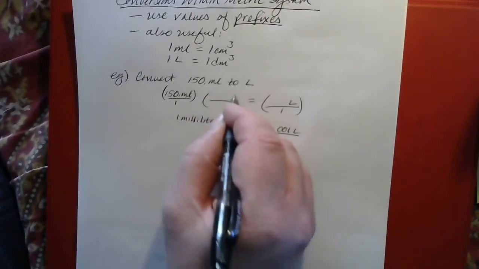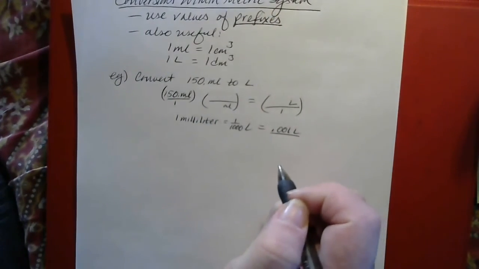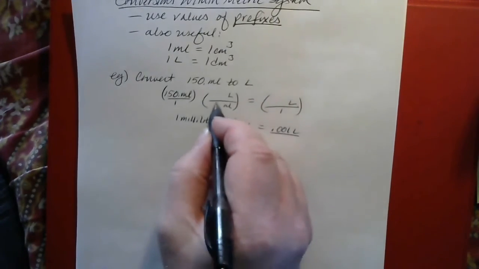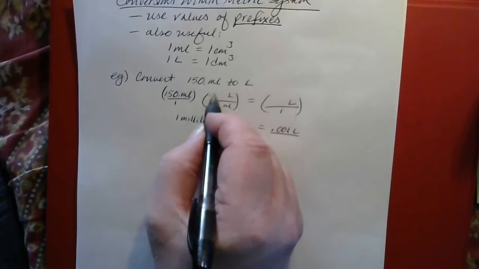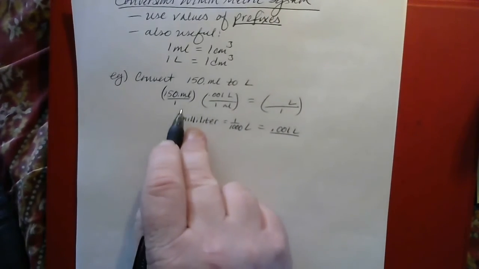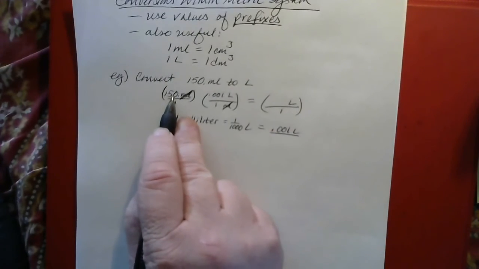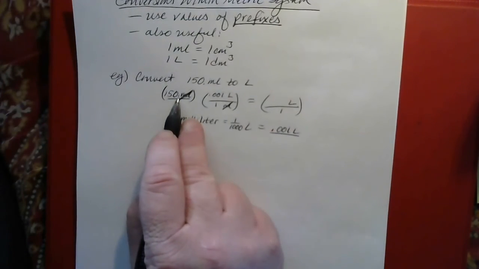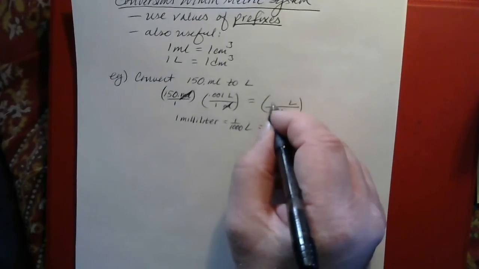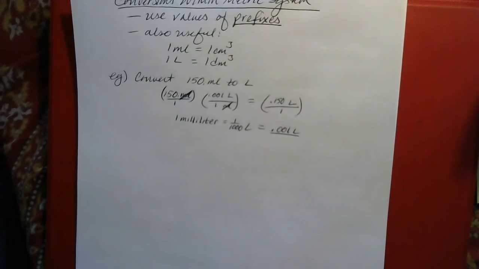All right, so in our conversion factor, we're going to want milliliters in the denominator and liters on top. We already know 1 milliliter is 0.001 liter, and there you go. Milliliters now cancel, and it's going to be 150 times 0.001. And that will be 0.150 liters.